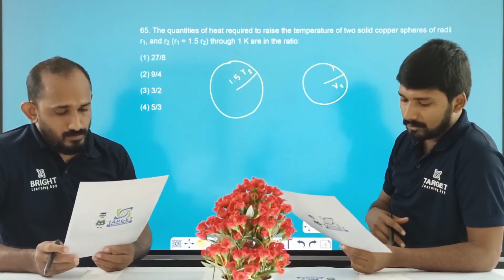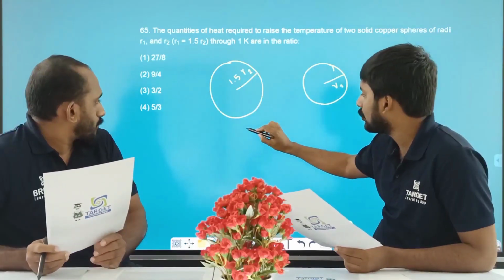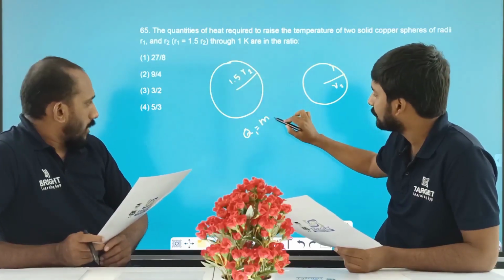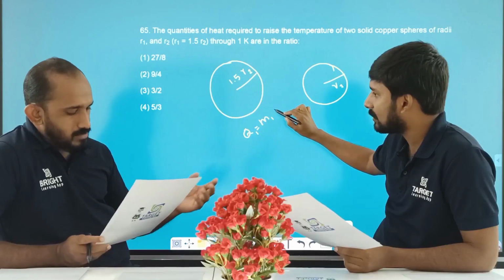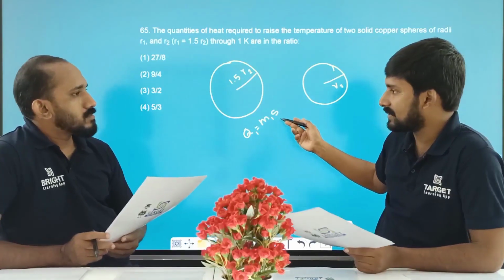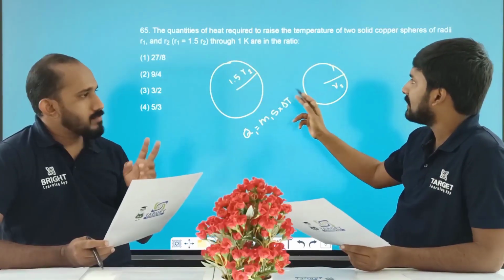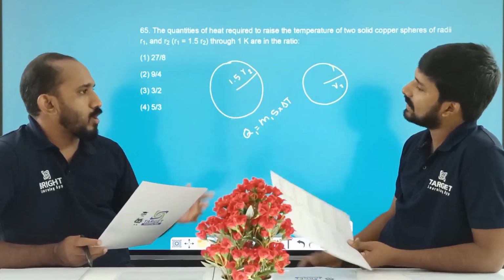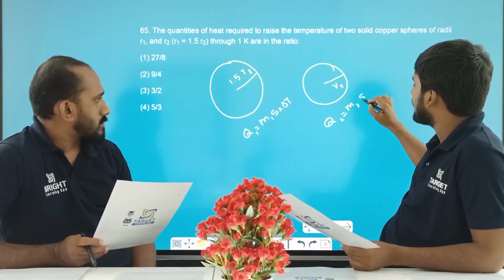We want to find the ratio of heat required, Q1 by Q2. Here Q1 is equal to the mass of this body, M1, times the specific heat capacity S, times delta T, the change in temperature. Both are the same material and the same temperature difference, so S and delta T are common. So Q2 will be equal to M2 into S delta T.